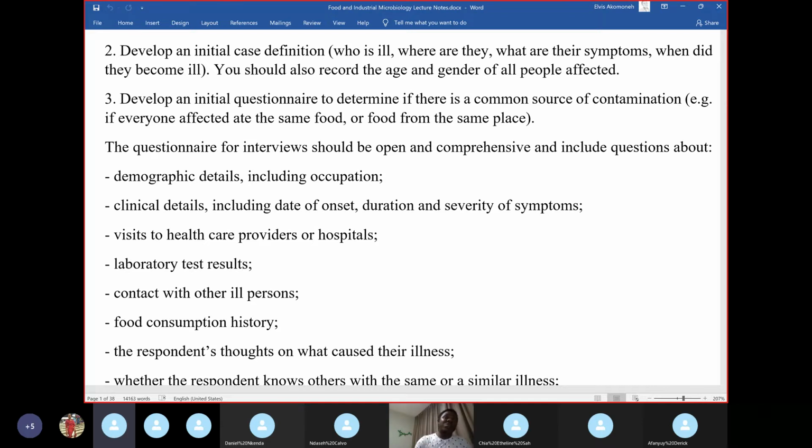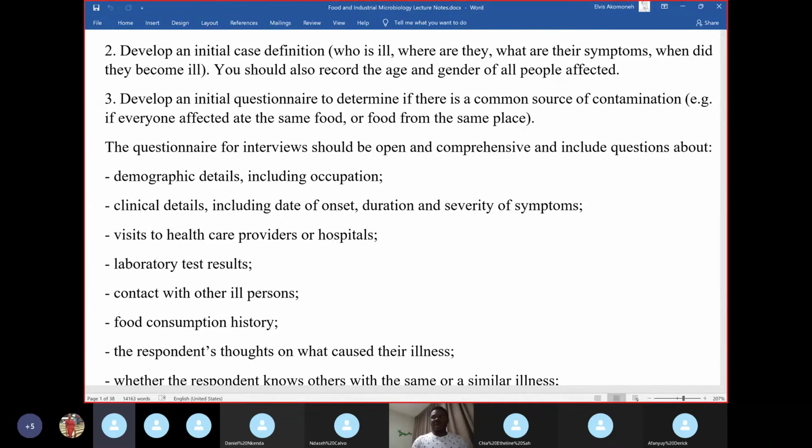We also find out the food consumption history of the person. What did you eat yesterday? What did you eat this morning? What did you last eat before feeling these symptoms? This will help guide us to implicating a particular foodstuff, a particular area in the infection. We also want to find out if there's anything you have in mind that caused the illness.